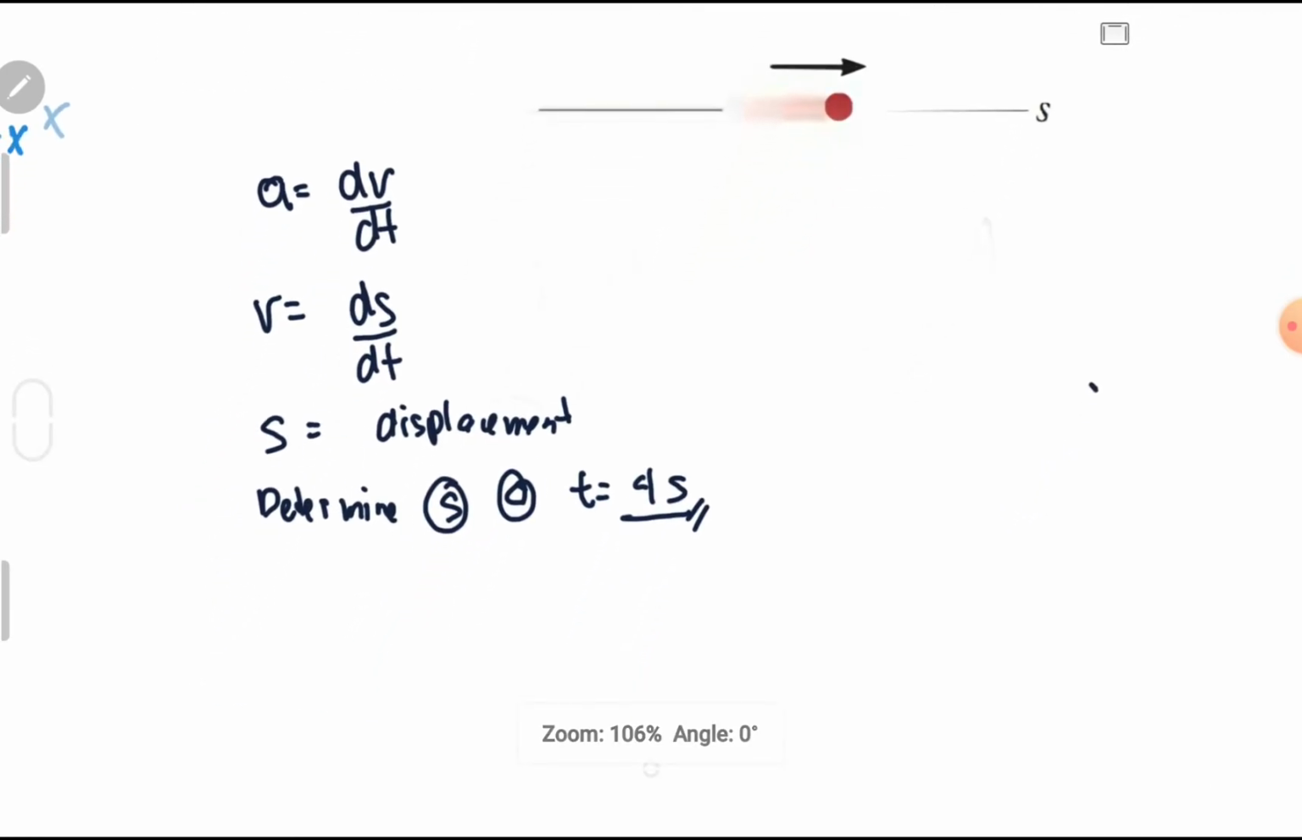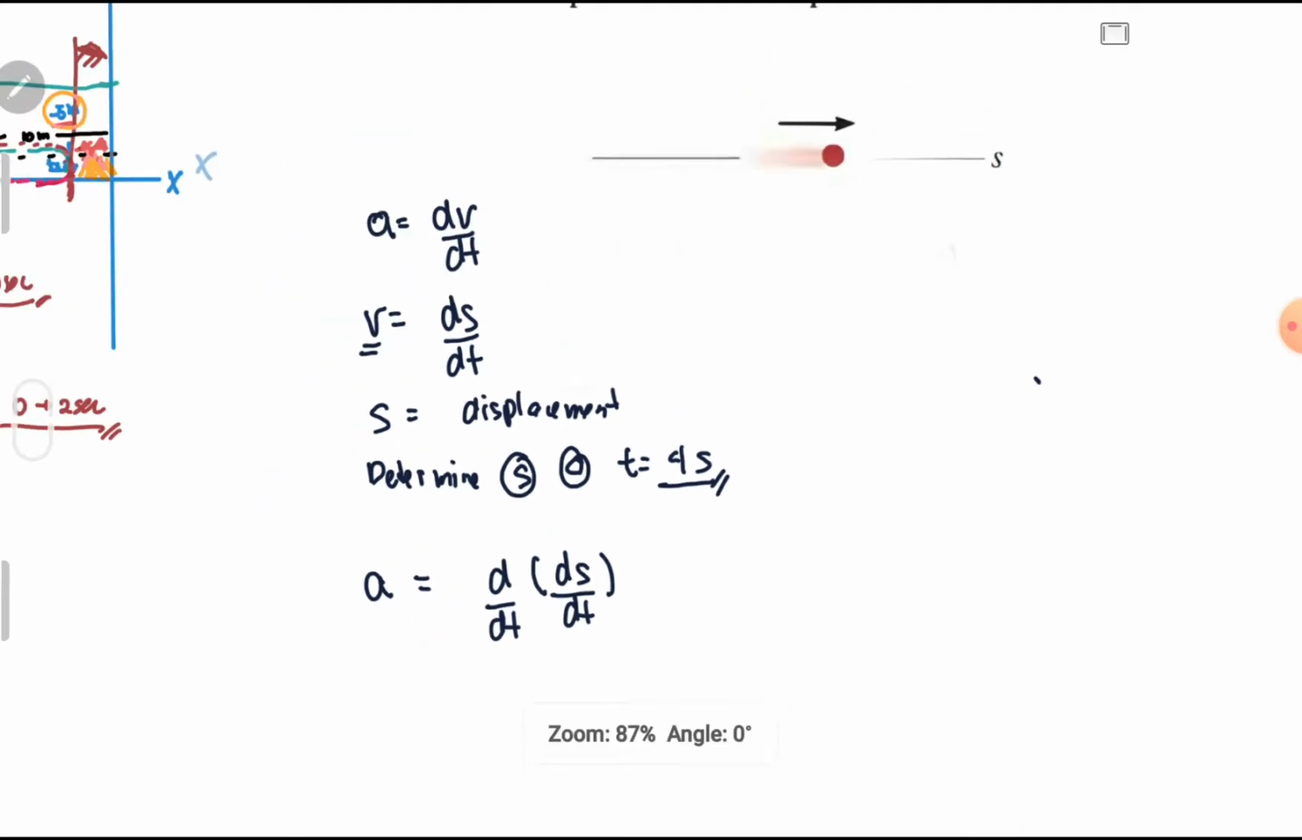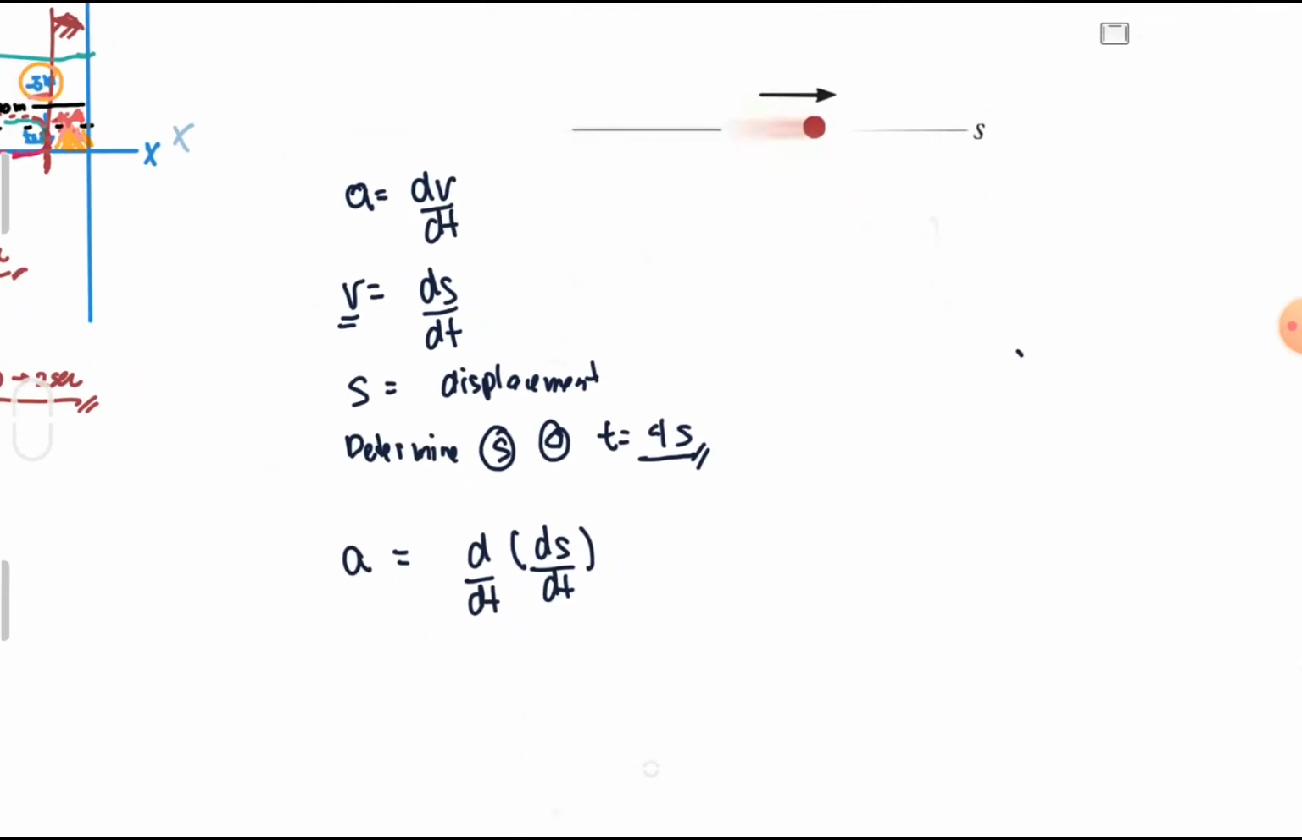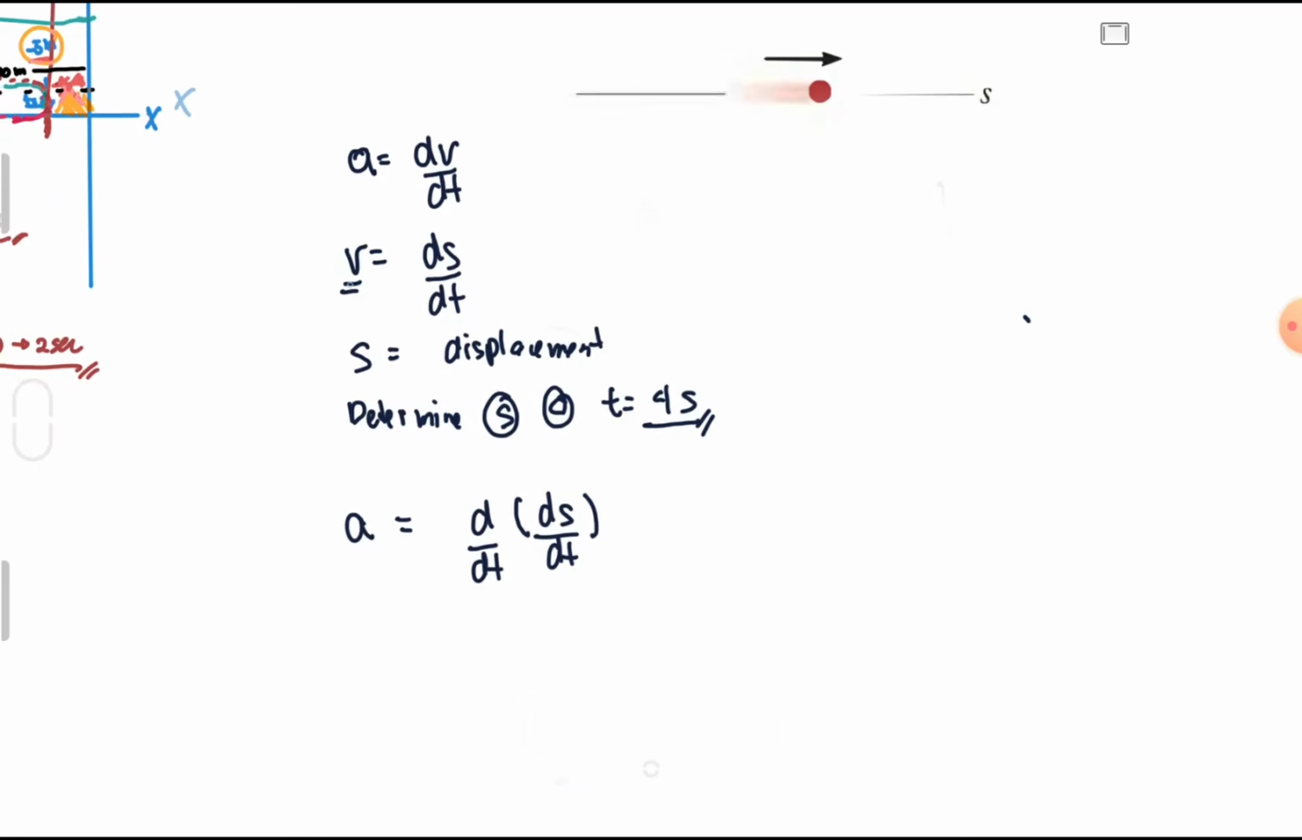We all know that our acceleration is equal to dv/dt and our velocity is equal to ds/dt. Therefore, substituting the value of v, we have acceleration equal to the derivative of your displacement with respect to time. This is the equation. But in order for you to not be confused, let us use this equation first, a = dv/dt.